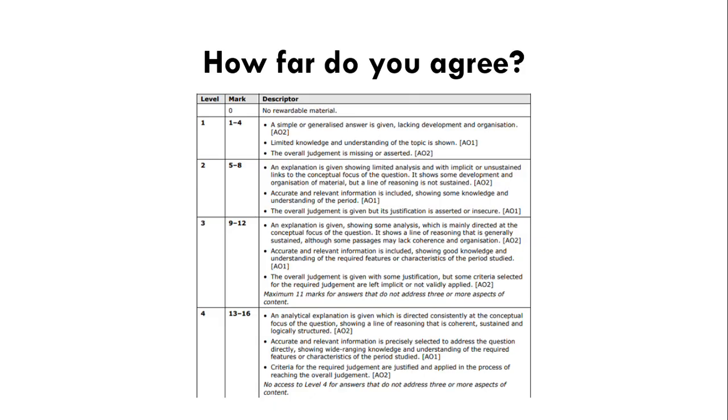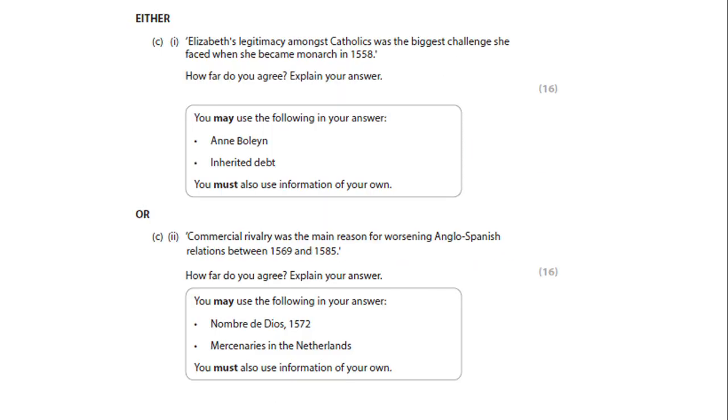We then have our 16 markers. How far do you agree? Those of you who've already done these questions in your predicted paper will note they're quite easy as Elizabeth's 16 markers go. So we have: Elizabeth's legitimacy amongst Catholics was the biggest challenge she faced when she became monarch in 1558. How far do you agree? With the bullet points Anne Boleyn and inherited debt.